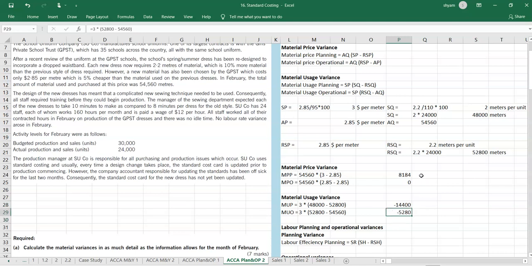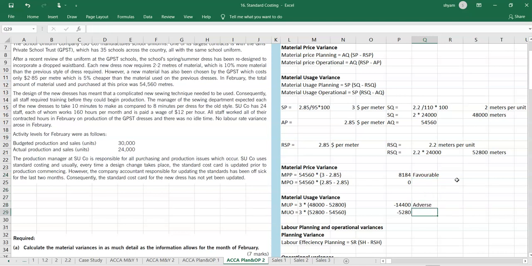Okay, so we got all the numbers. So let's see whether it's favorable or adverse. They should have sold at 3. They have sold at 2. They should have spent 3. They have spent only 2.85. So it is favorable. For 0, there is neither favorable nor adverse.